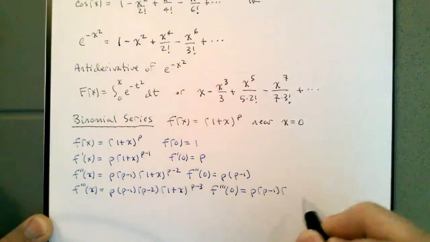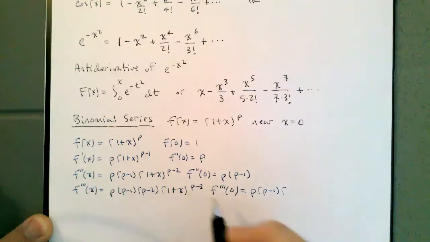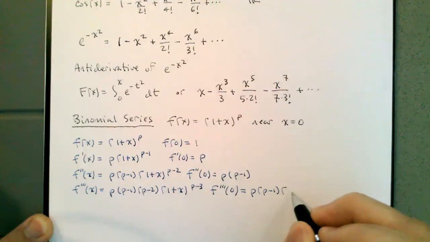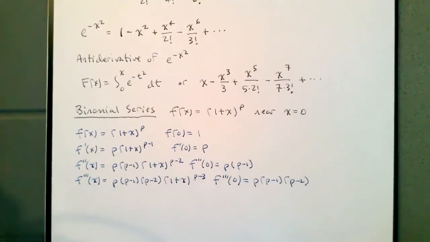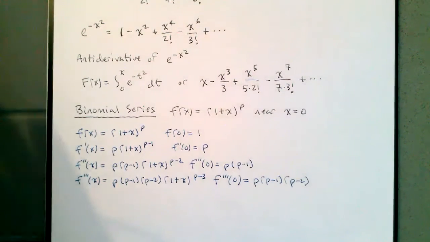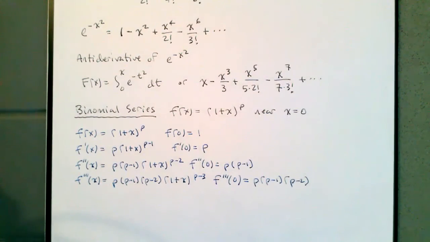So when I plug in 0, the 1 plus x to the p minus 3 just becomes 1, and we get p times p minus 1 times p minus 2. So we can see how this is going to go. I'm just going to keep adding. It's like I'm building the factorial, but from the front instead of the back. I'm starting off with p and dropping down instead of starting from 1 and building up.